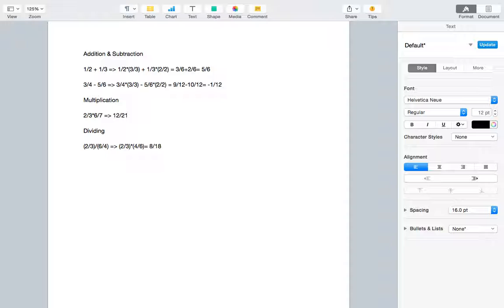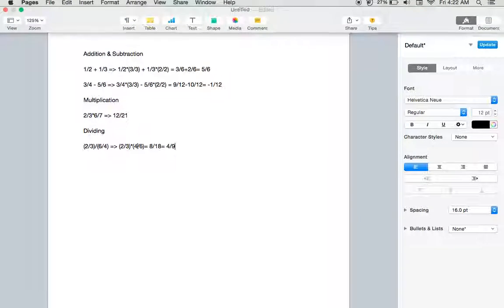And you should always simplify when possible. So, what is it? I think 2 can go into each of these. So you get 4 and 9. And that's pretty much it for that part.